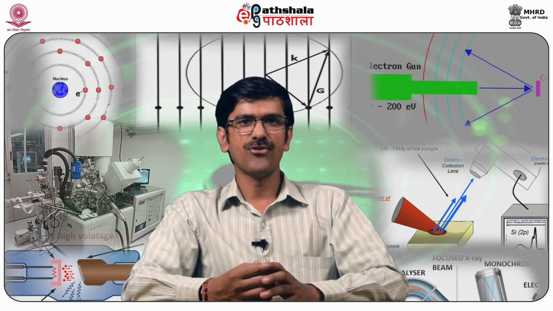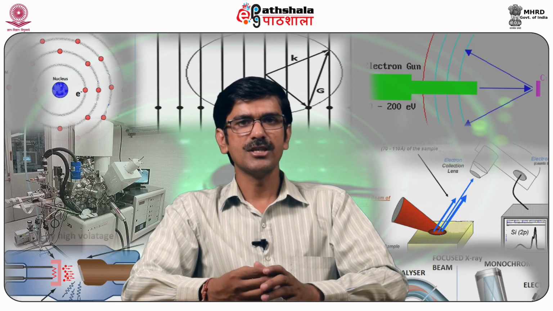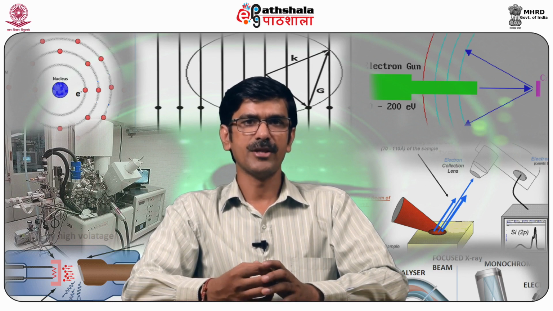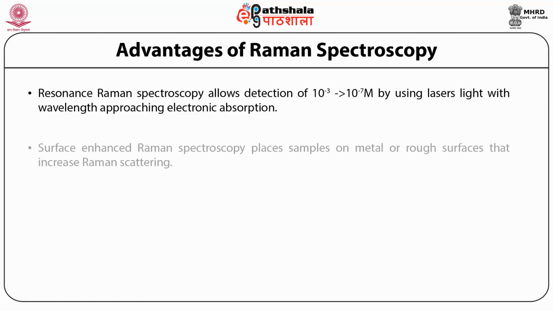There is interference with fluorescence. The negative part is that it has higher cost, the signal is weak, and it requires modified Raman methods. Resonance Raman spectroscopy allows detection of 10⁻³ to 10⁻⁷ molar using laser light with wavelength approaching electronic absorption. Surface enhanced Raman spectroscopy places the sample on a metal or rough surface that increases the Raman scattering.